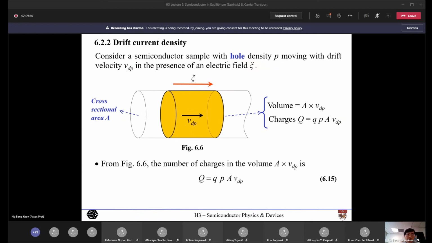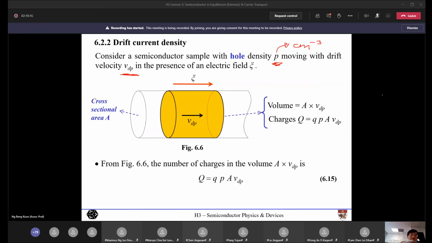So if you consider a semiconductor, in this case, let's say a p-type semiconductor with a hole concentration or hole density of P in the semiconductor. Remember this is in units of per cubic centimeter. So how many holes are there per unit volume in the semiconductor? Let's say it's P. And let's say there's an electric field such that the holes are moving with a drift velocity of VdP. That's the average velocity that the hole will be moving.